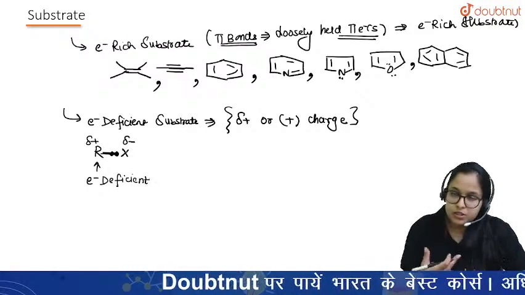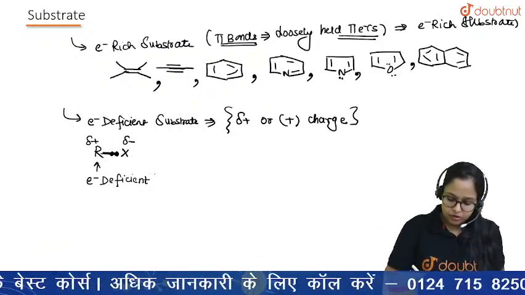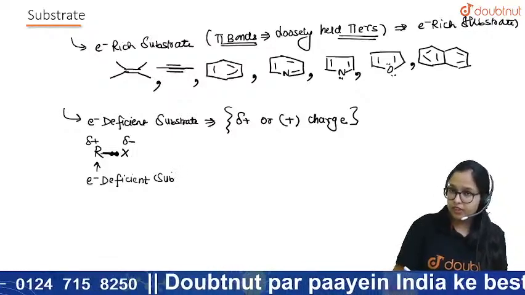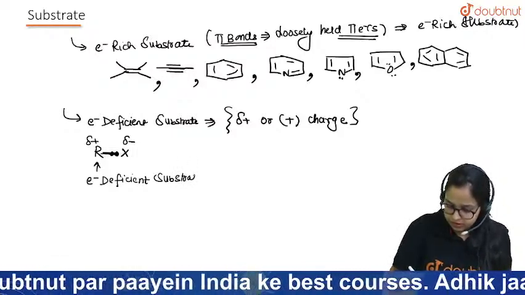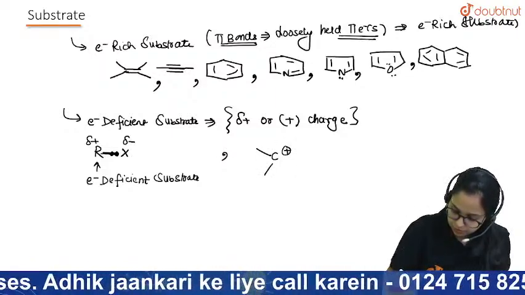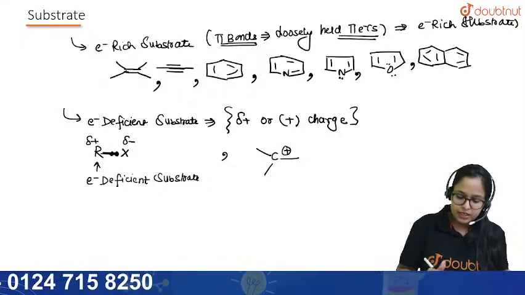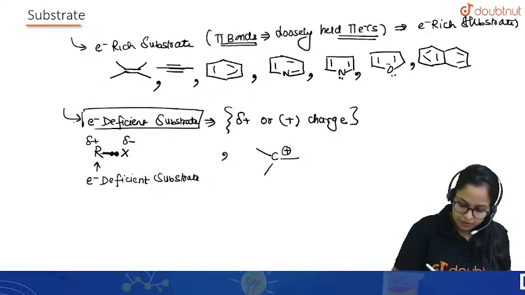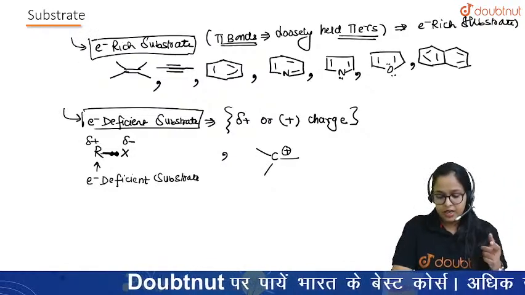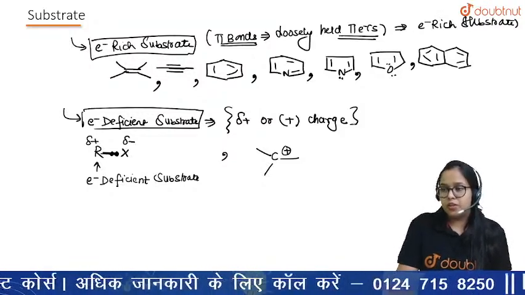Whenever you see R positive or R delta positive, they act as an electron deficient substrate or an electron deficient part of the substrate, right? If we see a carbocation, that is also an electron deficient substrate. So these are the substrates, which can be classified as electron rich or electron deficient. Electron rich substrates have pi bonds. Electron deficient substrates have a delta positive or positive charge on them.